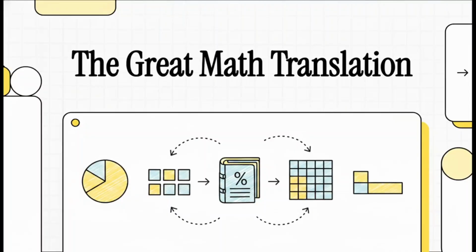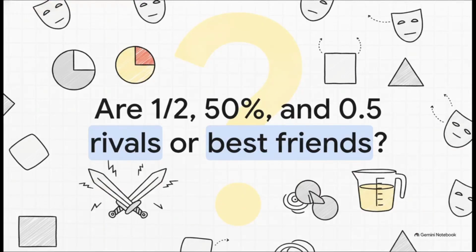Welcome to this explainer. Today we are diving right into something I like to call the great math translation. You know, we usually think of math as just being about numbers, not languages. But actually, math has these different dialects built right into it. So today we're going to learn how to translate seamlessly between three of the absolute most common ones: fractions, percentages, and decimals. So, let's kick things off with a little question.